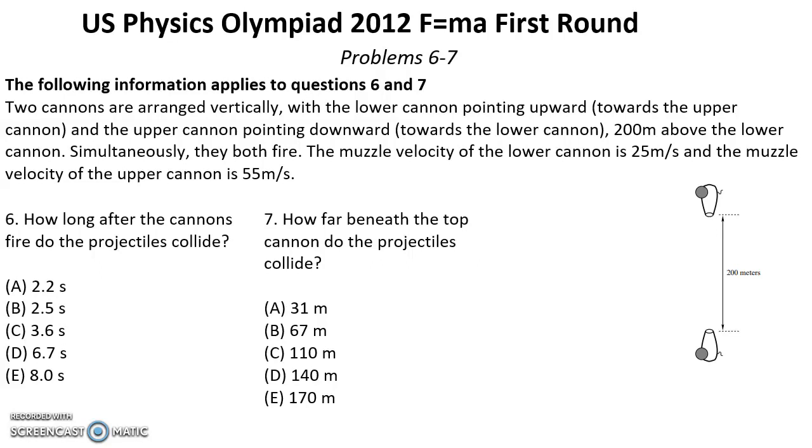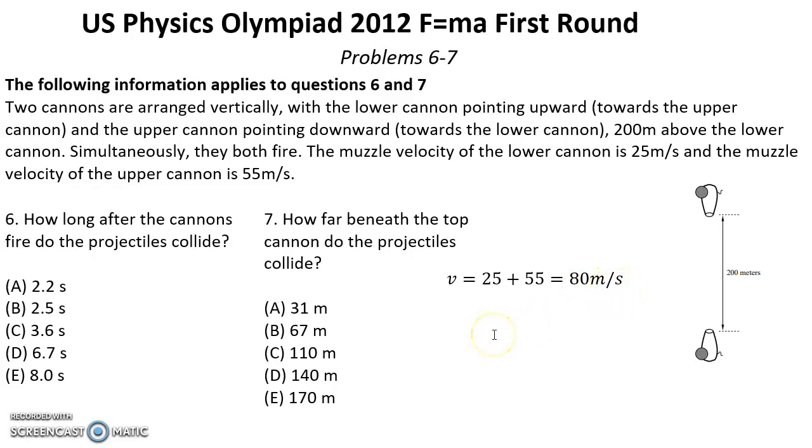Solution. First of all, we can use a proper frame of reference. You could take a frame of reference which is moving with acceleration g downward. In this frame, the velocities of both cannon cores are constant, and we can find the relative velocity. That will be 25 plus 55 meters per second, which is 80 meters per second.